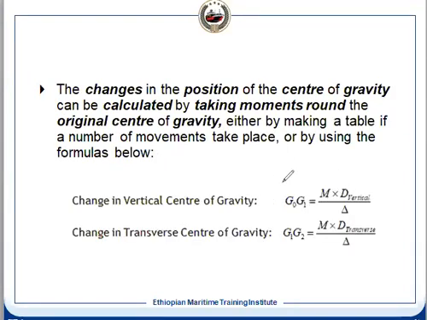This formula we have already derived. The vertical shift of G, where G0 is initial and G1 is final in the vertical direction, is the mass shifted, if we know how much mass has shifted, multiplied by the vertical shift of the mass, divided by the displacement delta. Delta remains the same because it is internal shifting of the cargo. So we can find G0G1. And transversely, exactly the same formula we have used before: G1G2 is m multiplied by d transverse divided by delta. So we can find these two values.